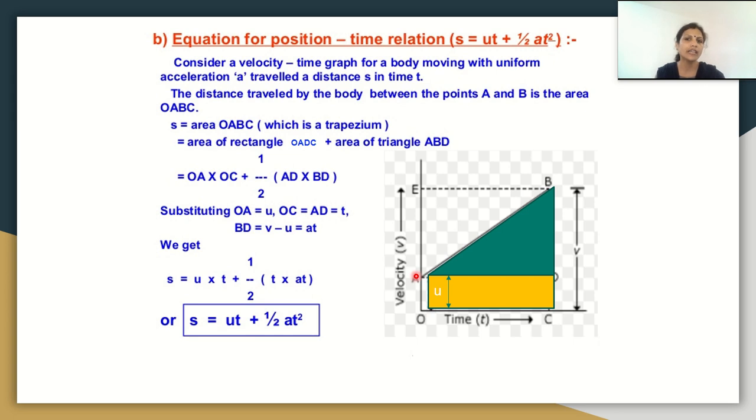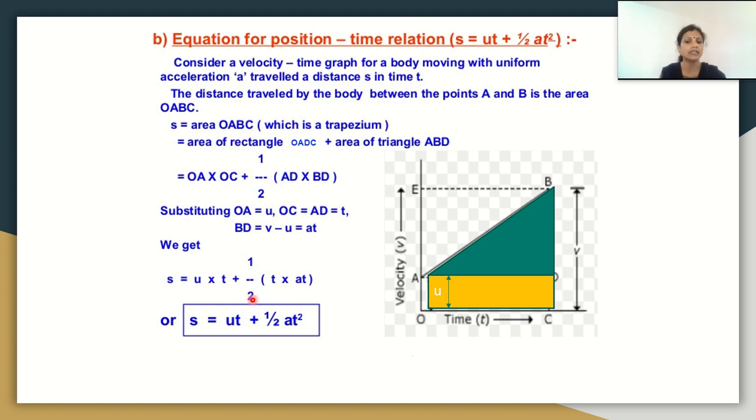Now what is the area of a rectangle? Length into breadth. Area of a triangle, half base into height. So length in our case is time, and breadth is U. Okay, so your formula will be S is equal to UT plus, now the area of the triangle, half base into height.